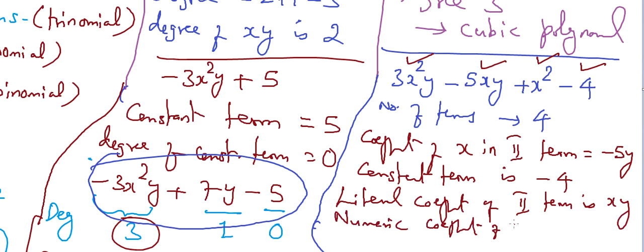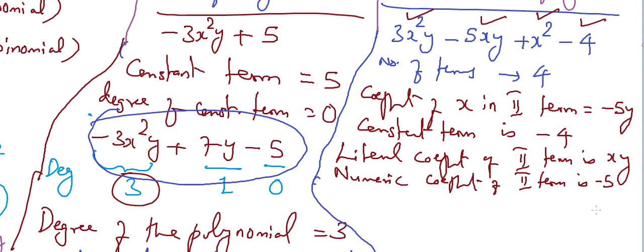So the numeric coefficient of the second term is minus 5, not 5, it's minus 5. Okay, we need to take care of signs, but the literal coefficient has no sign. So the numeric coefficient is minus 5. Okay, what is the degree of the second term? 1 plus 1, 2.